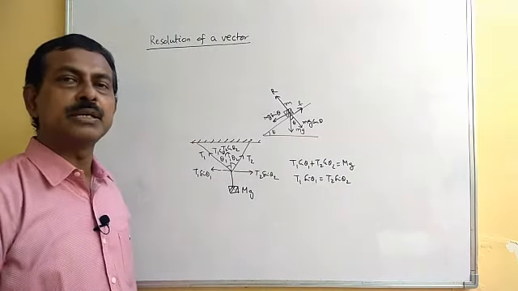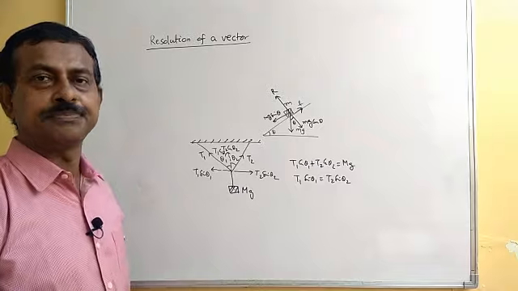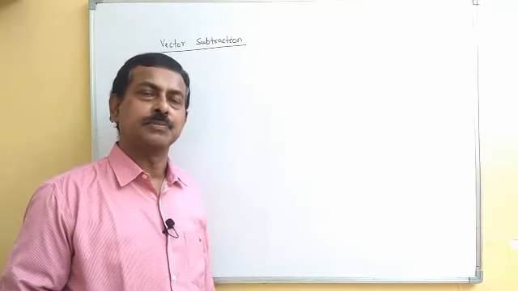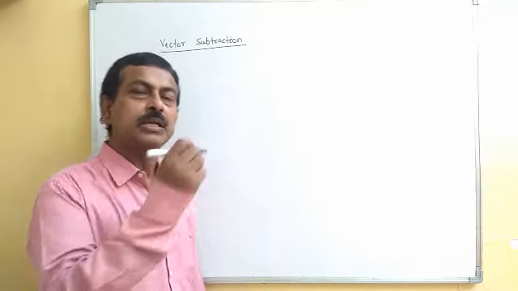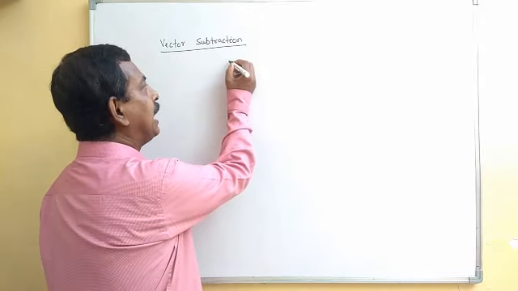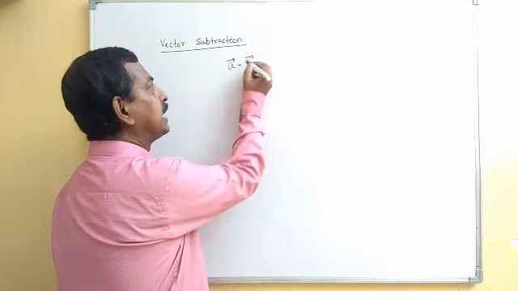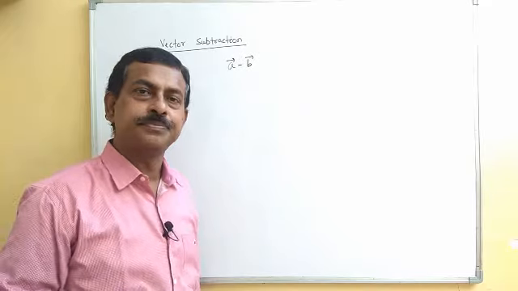So with that you can get the equations for its equilibrium. Let's take vector subtraction, or difference of vectors. Suppose we have two vectors A and B, and we want to take their difference.